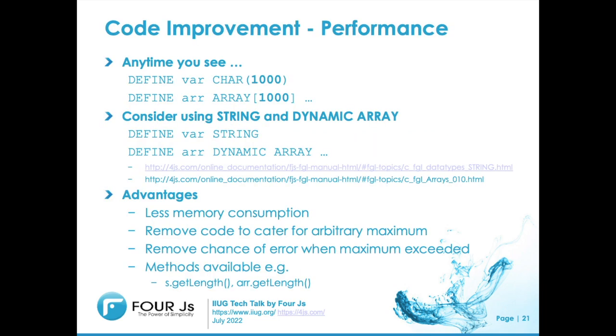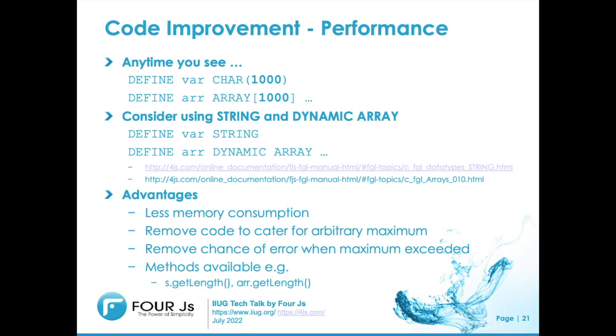The first simple one I like to point out is string and dynamic array. With char and array variables, historically you specified a maximum length. This is the amount of memory that would get allocated. Chances are you would not use the full amount or even come close most of the time, but would have chosen some large arbitrary number. What you can do is use string and dynamic array that allocate memory as required.